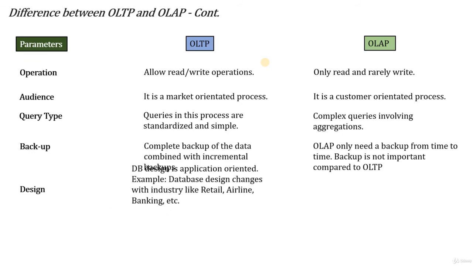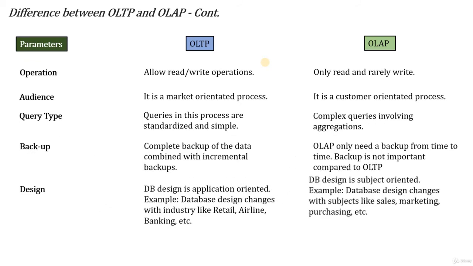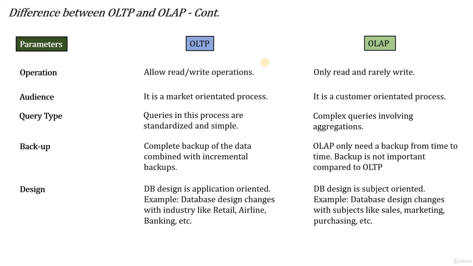In the case of design, OLTP database design is application oriented. That means you are designing this database based on what type of application you're providing to your end customers. For example, database design changes with the industry, like retail, airline, banking, etc. But in the case of OLAP, the database design is subject oriented. For example, database design changes with subjects like sales, marketing, purchasing, etc.